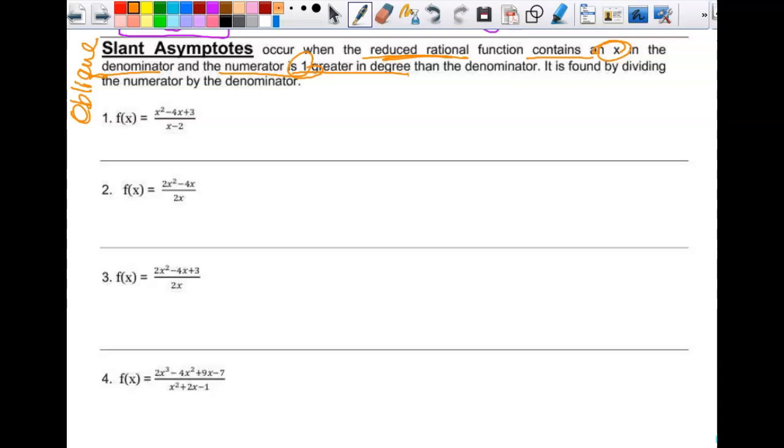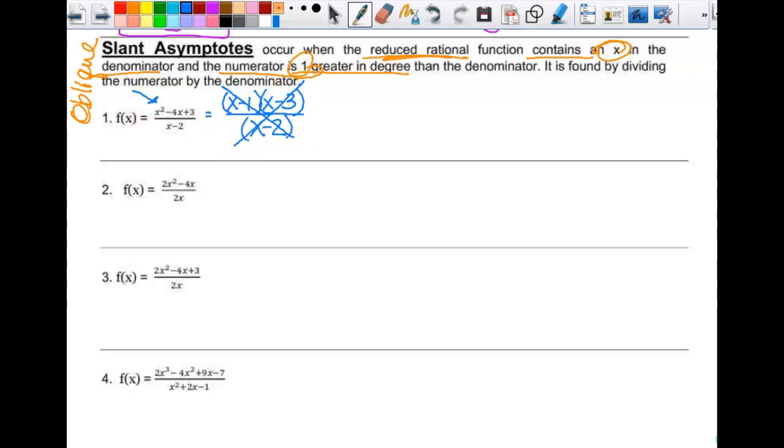So the first thing we have to do is factor to see if I can find any point discontinuities. When I factor the numerator here, it gives me x, and I'd have (x minus 1)(x minus 3) all over x minus 2. Do I have any point discontinuity? No. So I can't reduce it. And the numerator is 1 more in degree than the denominator is. In order for me to find my slant asymptote, I have to actually divide them, which means I no longer want this form. I had to do it to check for point discontinuity, but you want the form that's all multiplied out.